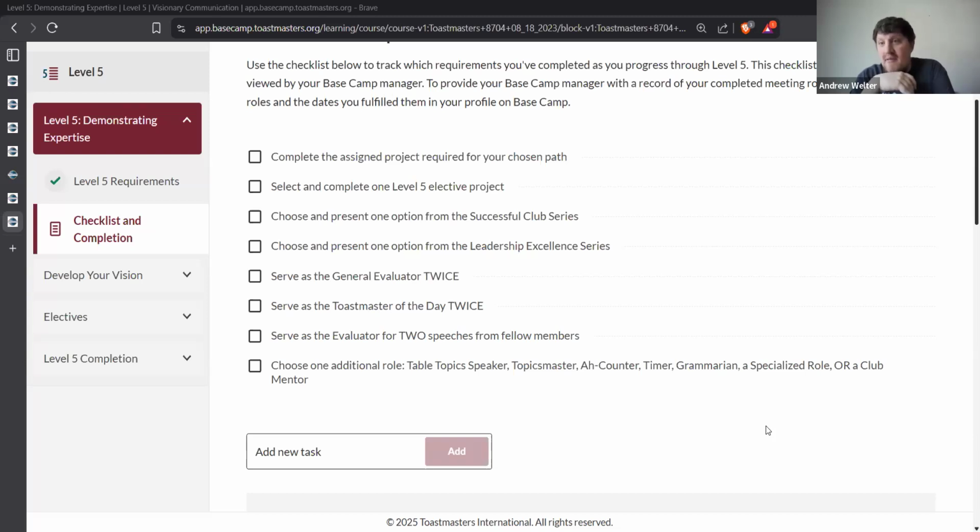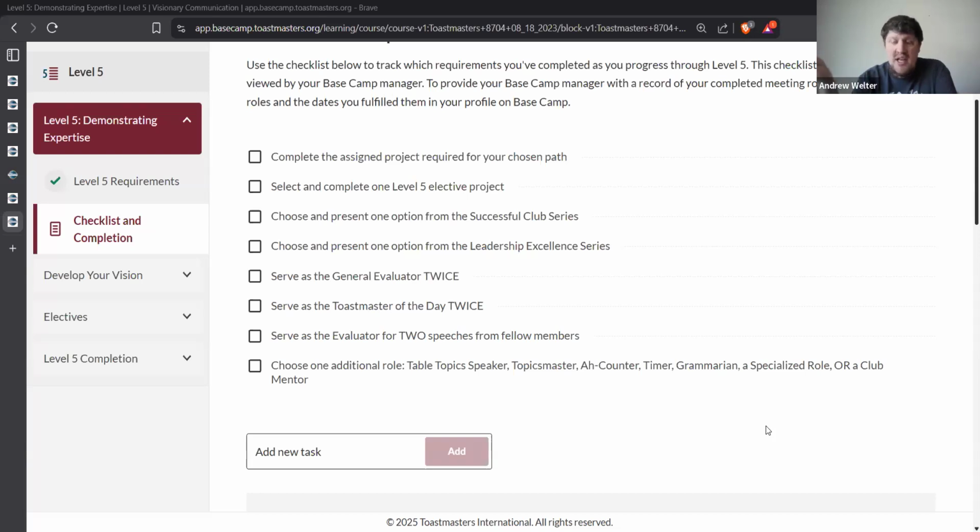Obviously, I wouldn't take 4 or 5 roles, but if all you have left are the meeting roles, you can knock those out in pretty quick succession, and you can work with your VPE or whoever's working on the scheduling for your club, as well as your club members, to get those knocked out in quick succession. And also, they have changed one thing: you cannot complete a previous level.